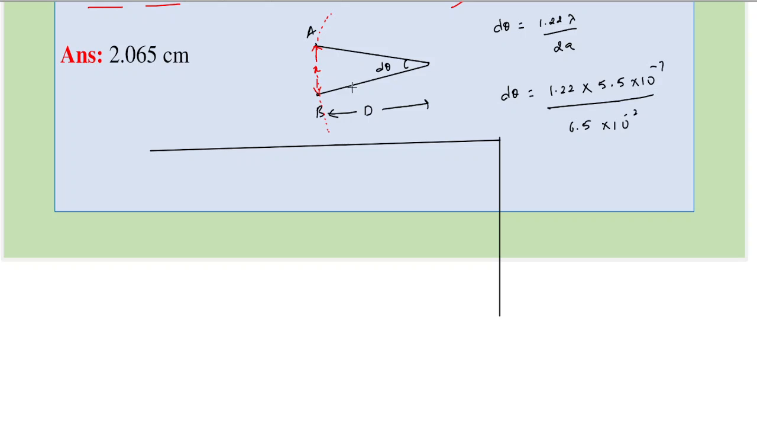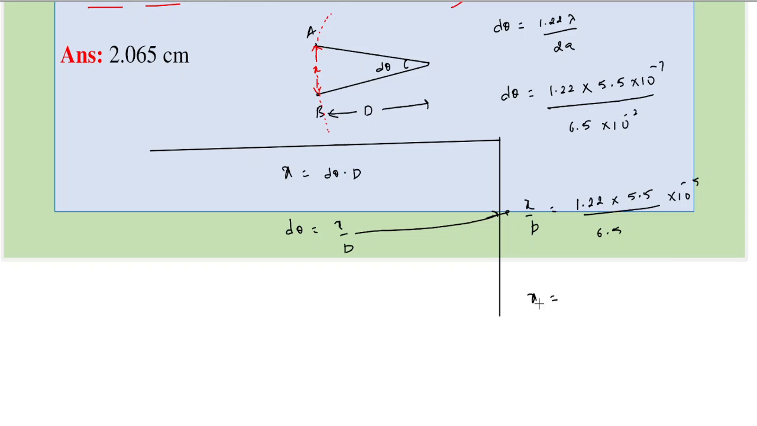In that case, you can use the relationship between arc distance, the angle and the radius. So this capital D acts like a radius. So from here x is equal to d theta into d. This would mean that d theta is equal to x by d. So putting it back here, x by d is equal to this formula, that is 1.22 into 5.5 by 6.5 into 10 power minus 5.